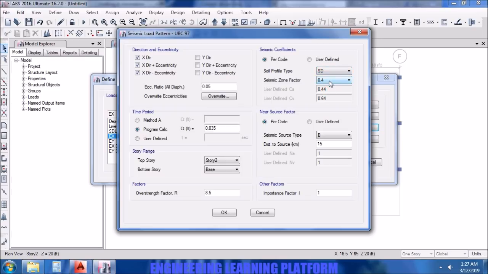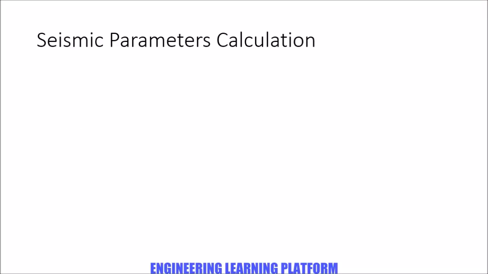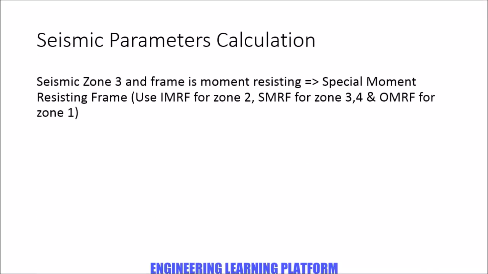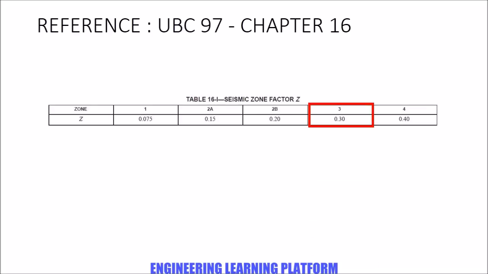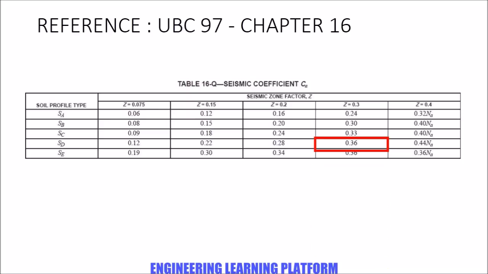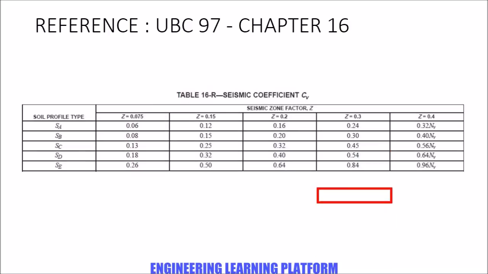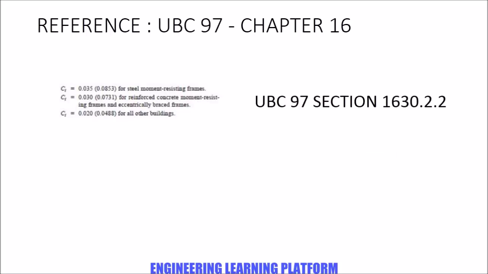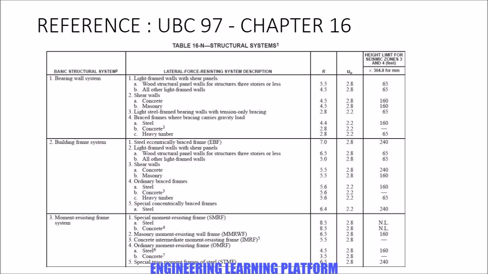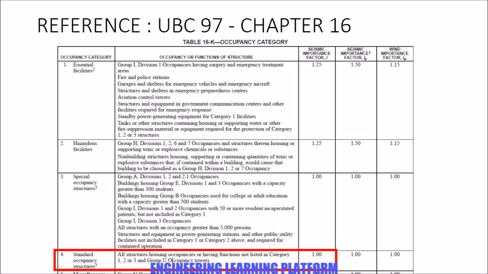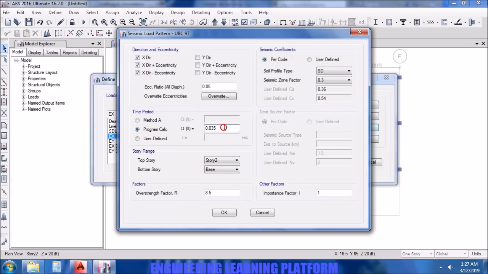Soil type was SD and the seismic zone is using UBC 97. Since the zone is 3 and the moment resisting frame type is special moment resisting frame. Seismic zone factor 0.3, coefficient of acceleration 0.36, coefficient of velocity 0.54, the value of C2 for concrete is 0.03, and the value of strength reduction factor 8.5, and importance factor is 1 for residential structure. 8.5 is already input here.